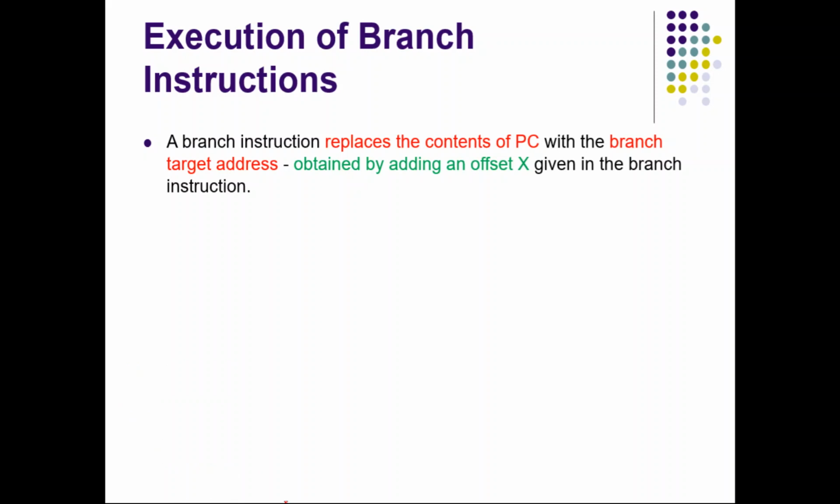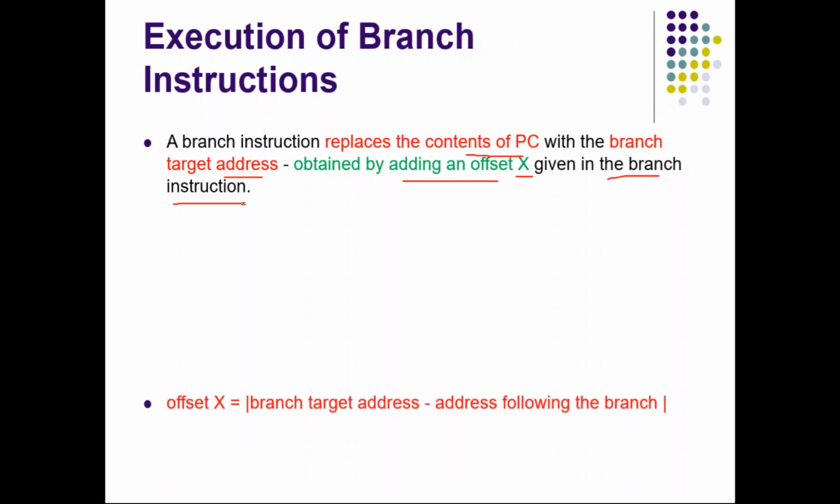In a branch instruction, the content of the PC will be updated with the target address. How do we get the target address? The target address is obtained by adding an offset. Where will this offset be available? The offset will be available in the branch instruction itself.